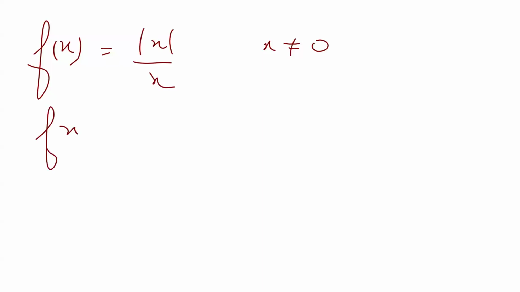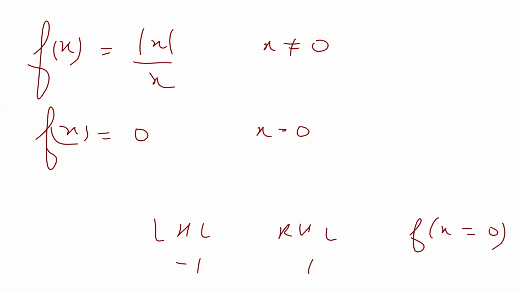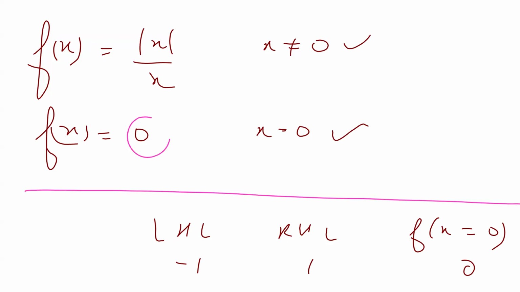Now I'll tell you a few things. f of x equal to 0 when x is equal to 0. Now LHL is minus 1, RHL is 1, f of 0 is 0. So certainly all three things are not equal. Therefore it is discontinuous at x equal to 0. Correct? In this case, we cannot remove the discontinuity. Generally, we remove the discontinuity by redefining this particular value. But this value cannot be changed in this problem because LHL and RHL are different. So if both are different, we cannot remove the discontinuity.